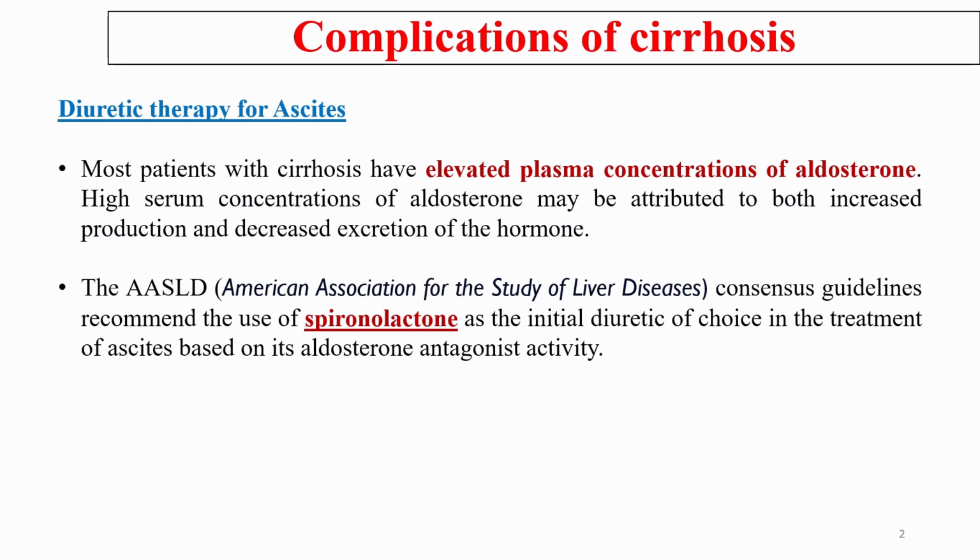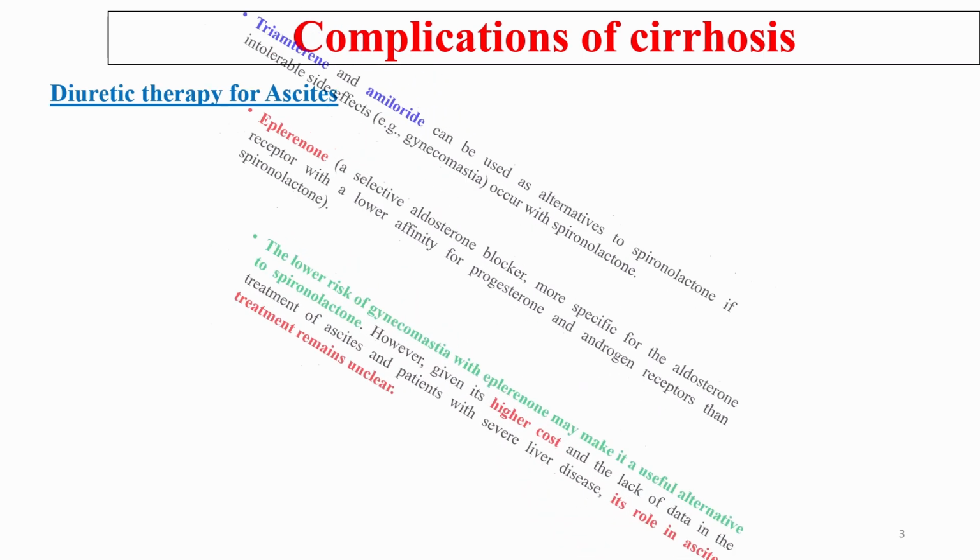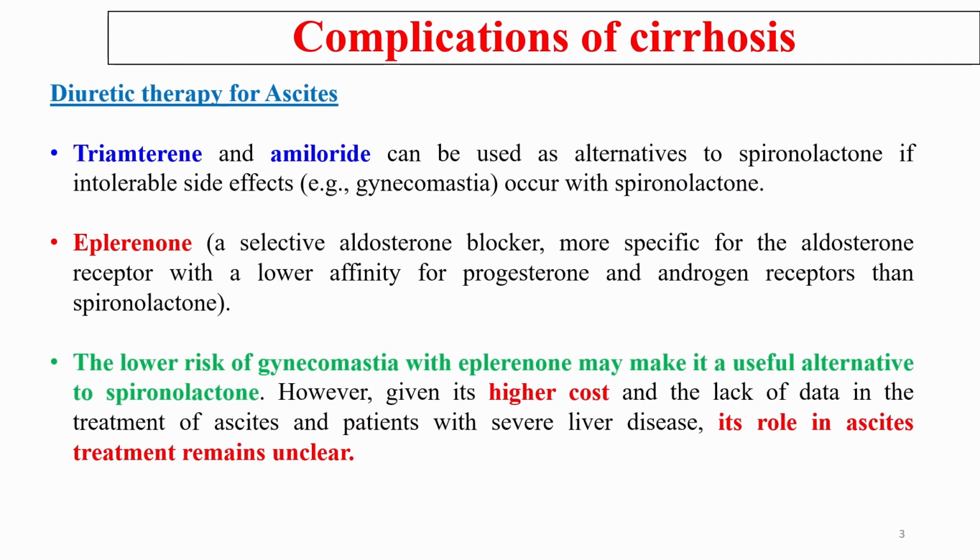If further fluid removal is needed, furosemide, a loop diuretic, is added. It increases diuresis and balances potassium, minimizing the risk of hyperkalemia from spironolactone. Other options: triamterene and amiloride, potassium-sparing, used if spironolactone causes side effects like gynecomastia. Eplerenone, a more selective aldosterone blocker, has fewer hormonal side effects. Use is limited due to cost and lack of data.